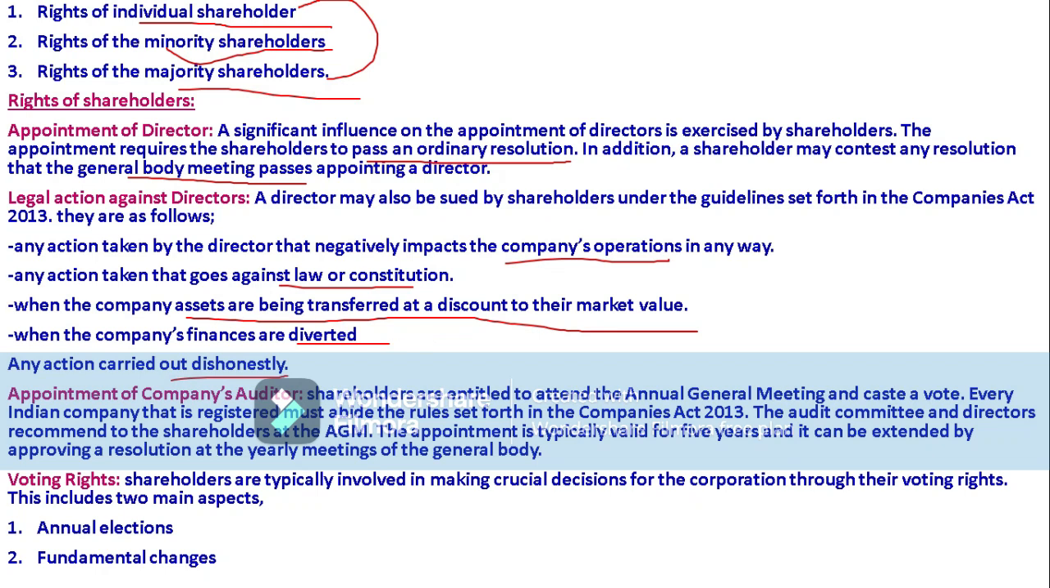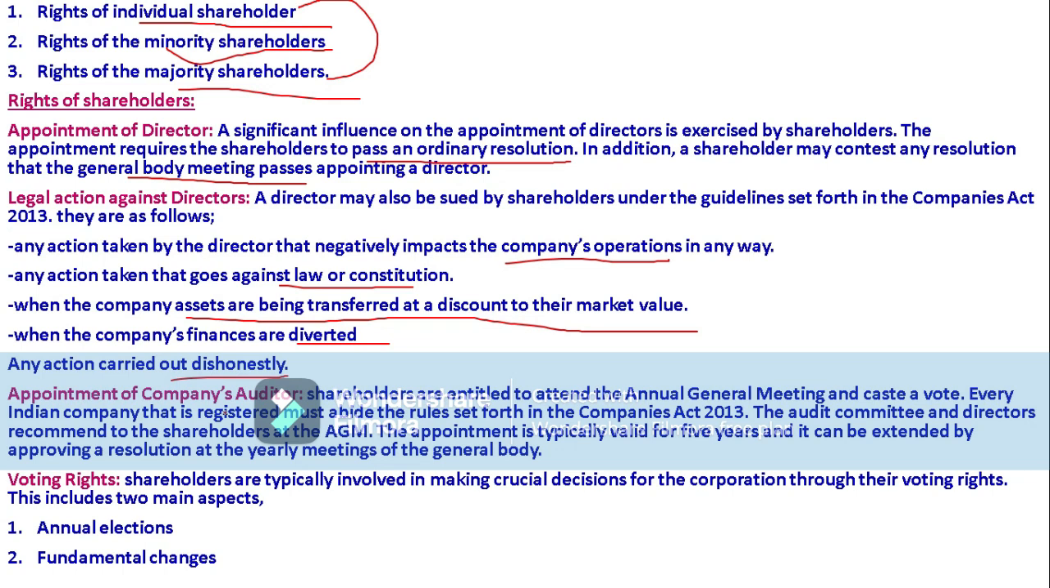And coming to another one, appointment of the company's auditor. Shareholders also have a right to appoint the company's auditors. Under the Companies Act 2013, the first auditor of the company is to be appointed by the Board of Directors, BOD. Further, the shareholders at the annual general body meetings, at the recommendation of directors and audit committee, make the appointment. The appointment is generally done for 5 years and further can be ratified by passing a resolution in the annual general meeting.